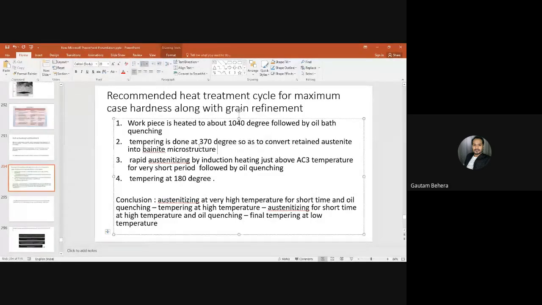So you should remember this one. This is important. Why is tempering done? Here the main objective of tempering is to convert any retained austenite into bainite. Fine. Then the next heat treatment cycle is again austenitizing of this steel by induction heating, because induction heating means a very fast heating rate, and heating takes place up to a very small depth.